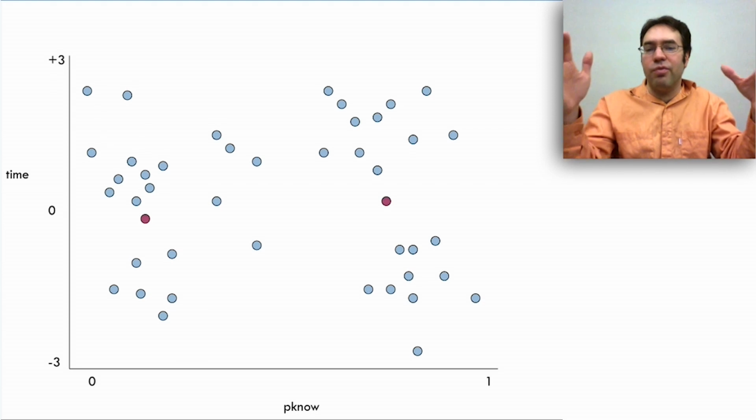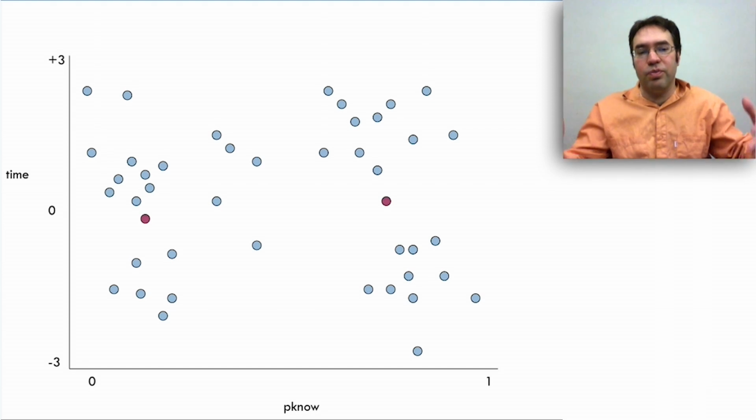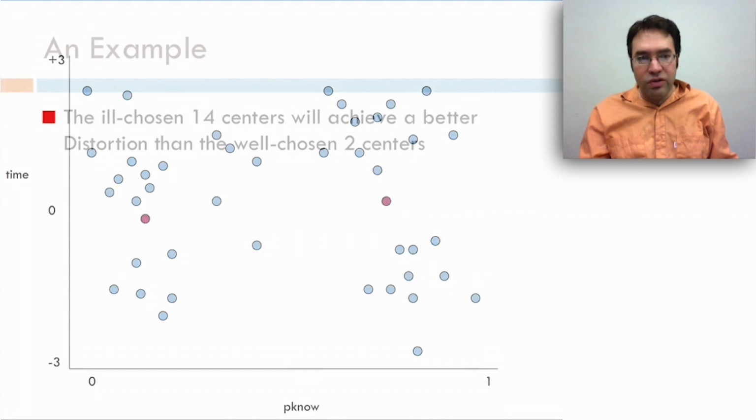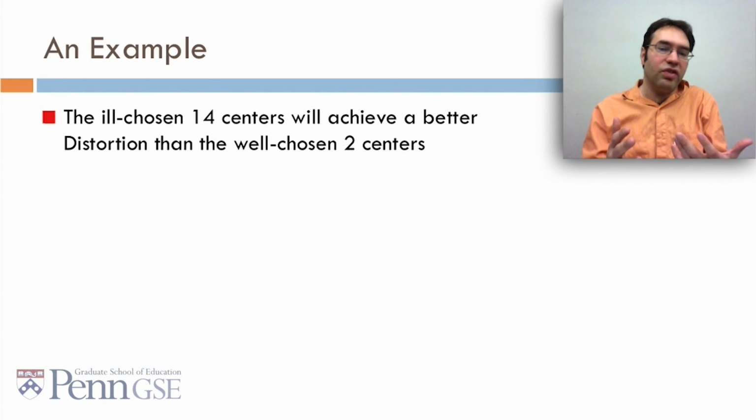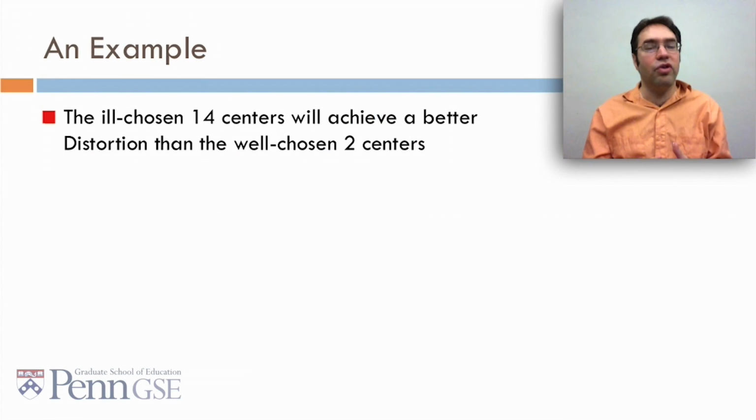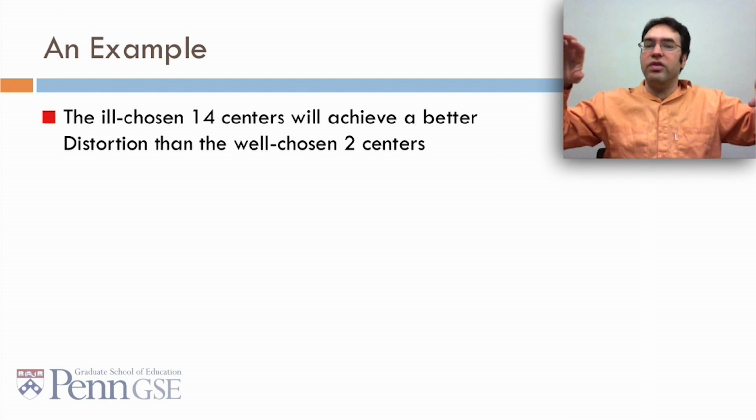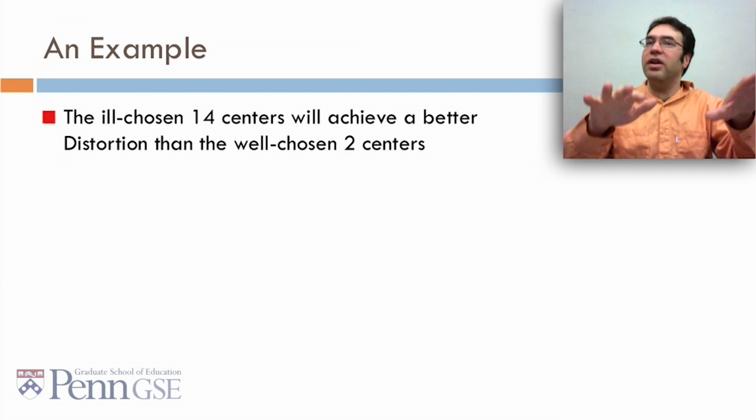There's really not enough points here, not enough centroids to capture these points and the way they cluster, but this is probably about as good as you can do. So in fact, those ill-chosen 14 centers are going to achieve a better distortion than the well-chosen 2 centers. Because even though the 14 centers had nothing really to do with the actual points, they're still kind of closer and they fill the space better.